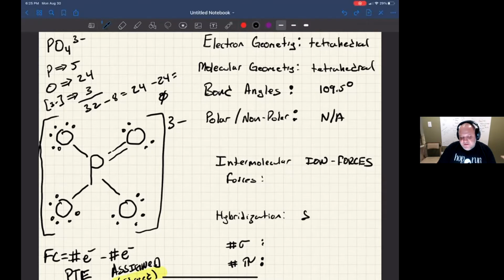Again, hybridization is just going right back to the electron geometry. This is sp3 hybridized. And counting the sigma bonds, I would count all of the single bonds as 1. So that's 3. And then remember, the double bond has 1 sigma bond. So that's a total of 4. And the other bond in that double bond is counted as a pi bond. So there are 4 sigma bonds and 1 pi bond in the molecule. Okay, that's phosphate.